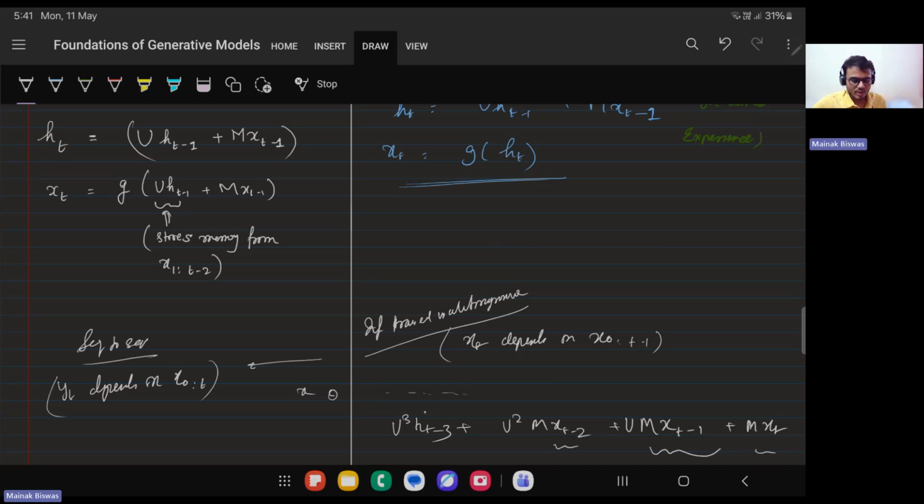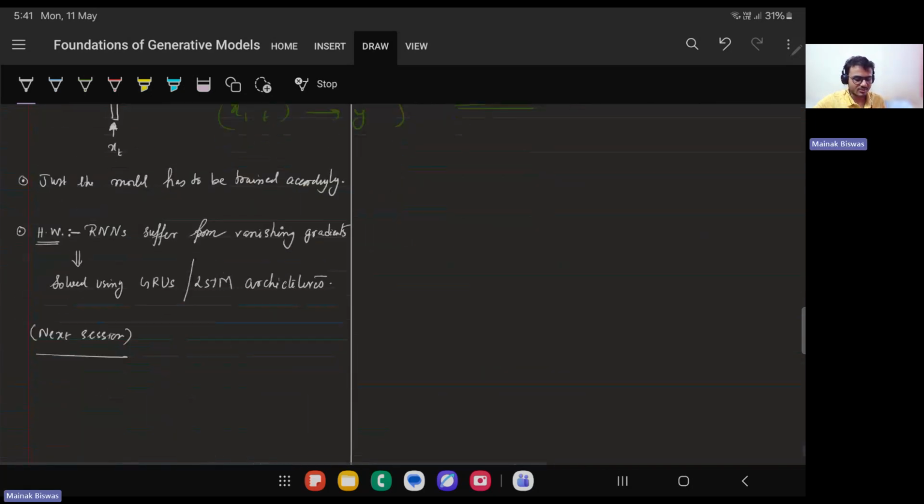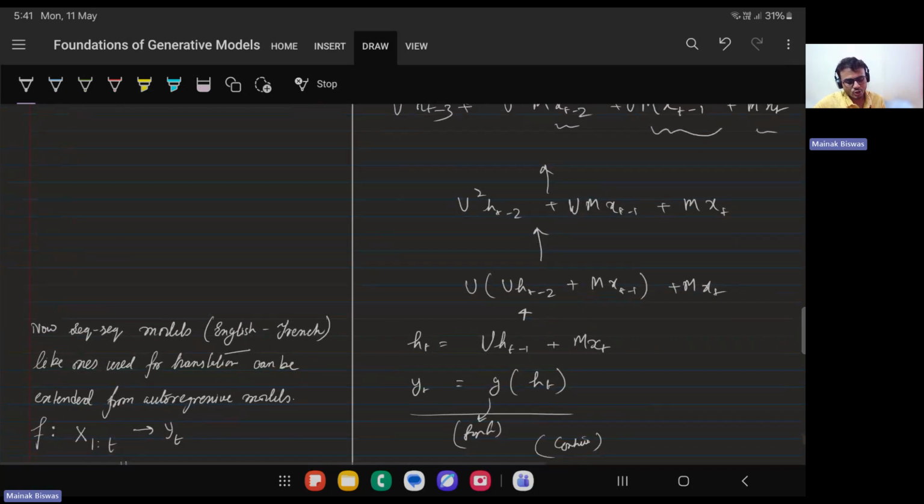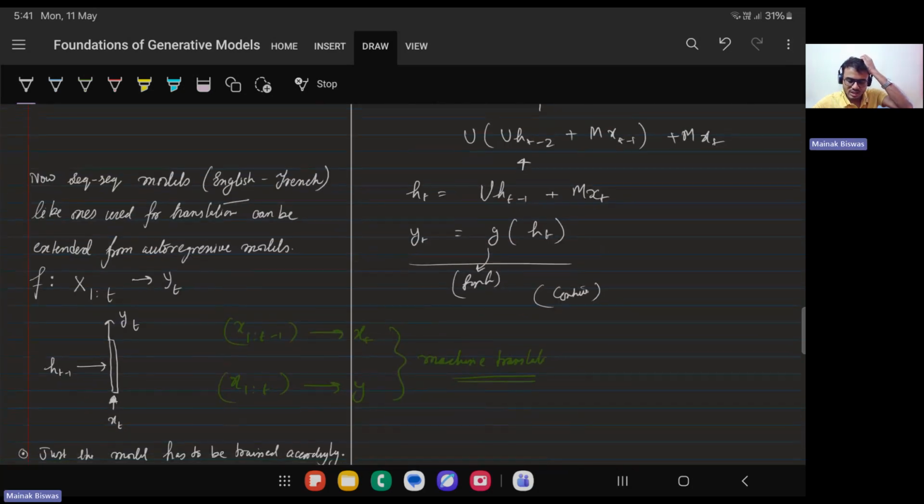Okay, so with that we come to the end of the concepts of autoregressive models. The next day I'll teach you sequence to sequence models. Autoregressive models are very simple. It's like getting a neural network, taking p inputs and predicting the next output. That's all autoregressive models are.